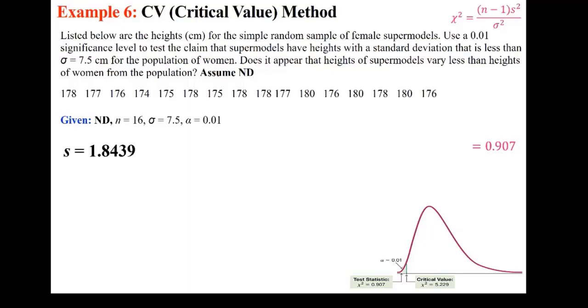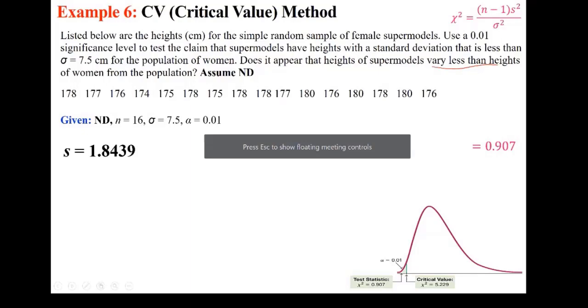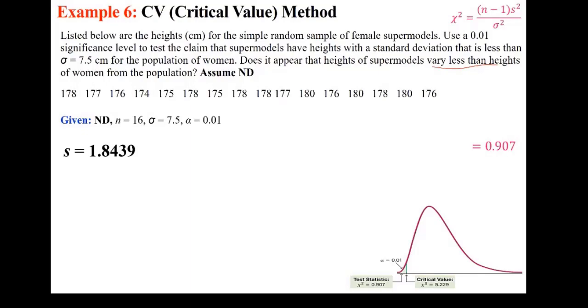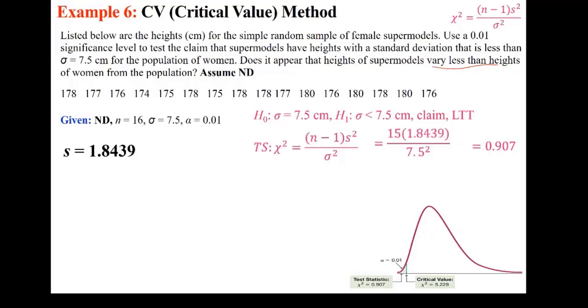Sigma is 7.5 centimeters. Does it appear that heights of supermodels vary less, which means sigma is less than 7.5 centimeters, and that is the claim. That's the left tail test. So, with that being the case, we use the top right formula to come up with the answer. We just plug in, and it gives us the answer, and we end up with 0.907. So the test statistic results in 0.907.